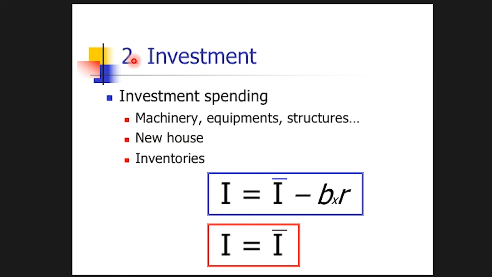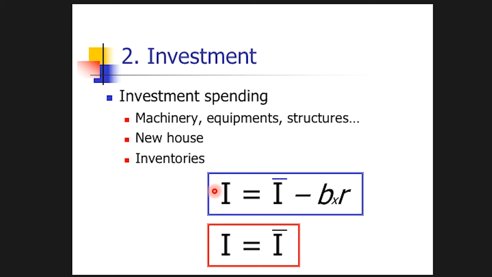Second, investment. Investment is the expenditure on machines, on new houses, or on inventory. After a firm makes the decision to invest, it has to borrow money from the financial system and pay the interest rate. So if the interest rate is higher, the firm has to pay more for the investment and investment is reduced. But if the interest rate is lower, the firm pays less for borrowing and will increase investment.